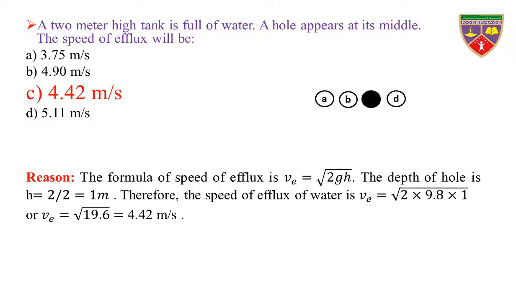Reason. The formula of speed of efflux is Ve is equal to square root 2gh. The depth of hole is h is equal to 2 by 2 is equal to 1 meter. Therefore, the speed of efflux of water is Ve is equal to square root 2 into 9.8 into 1, or Ve is equal to square root 19.6, which is equal to 4.42 meters per second. Hence, the speed of efflux is 4.42 meters per second.